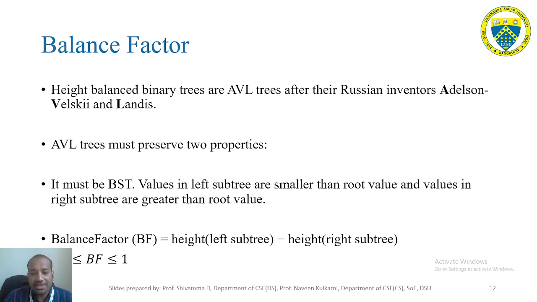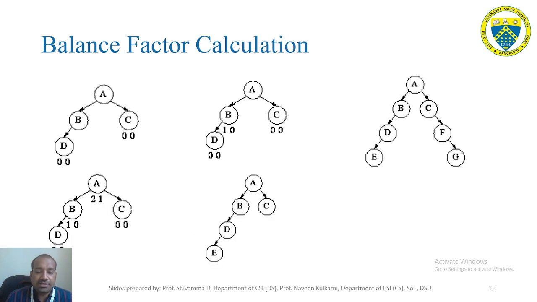If the value exceeds these limits, then the tree is called unbalanced. You need to do a certain operation to balance that particular tree. Now, this slide illustrates how we calculate the balance factor.